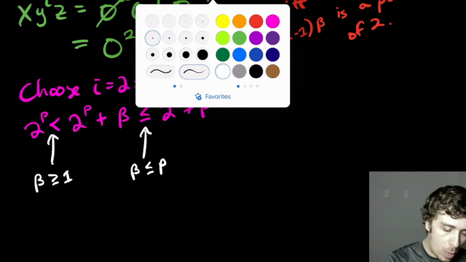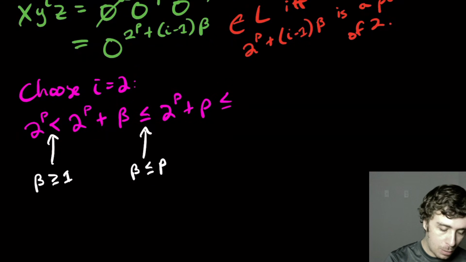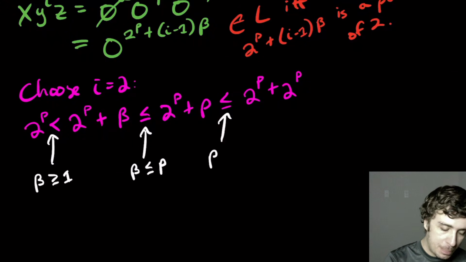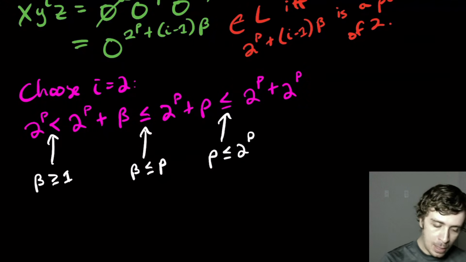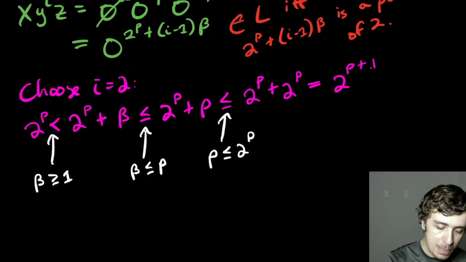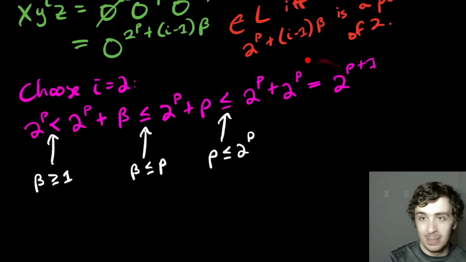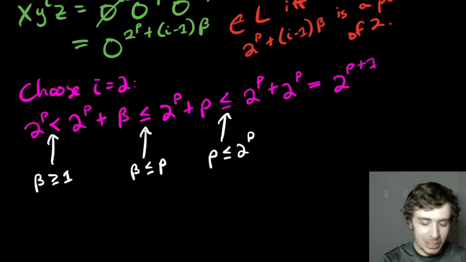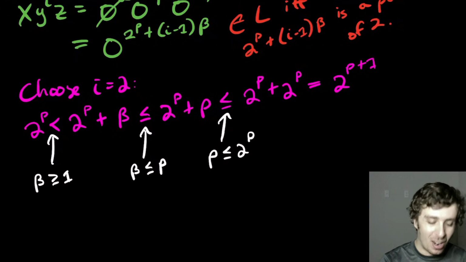And I'm going to do one more inequality, which is that this is at most 2^p plus 2^p. And we know that is true because p is always less than 2^p. Okay? And what we know over here is that this is 2^(p+1), because that's just the definition of powers of 2.